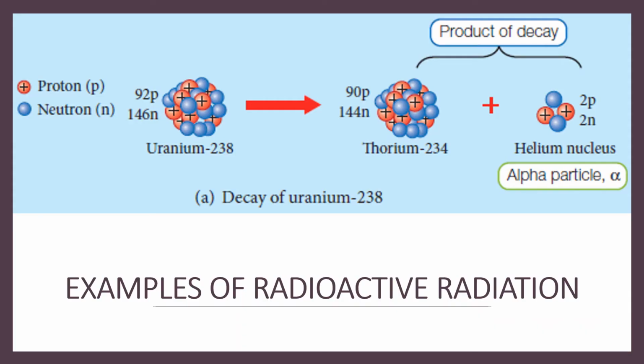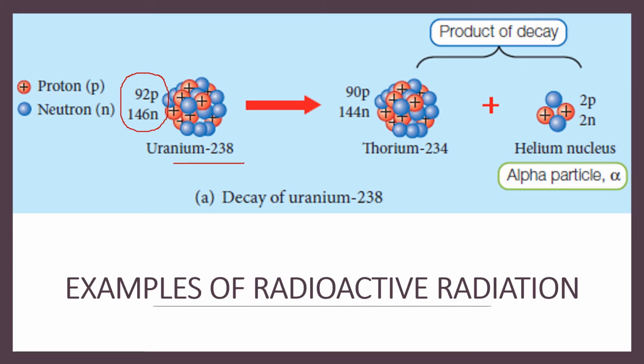Let's have a look at the examples of radioactive radiation. Remember, we have three types of radioactive radiation: alpha particles, beta particles, and gamma rays. This one is for alpha particles. The example that I chose here is the decay of uranium-238. Uranium-238 consists of proton number 92 and neutron number 146. When you sum these two, you get 238.